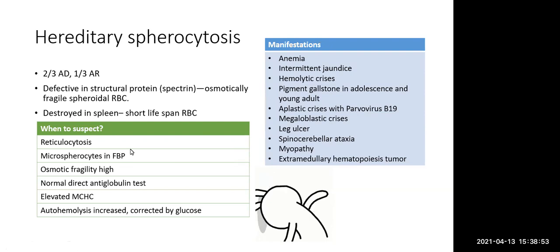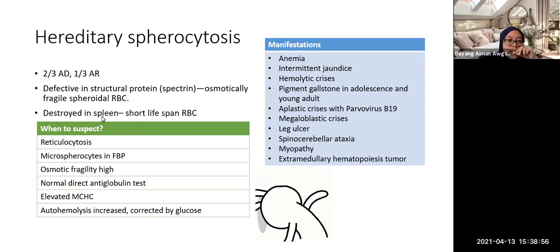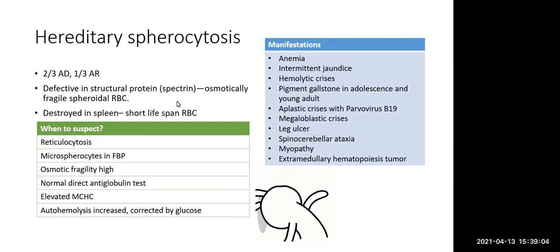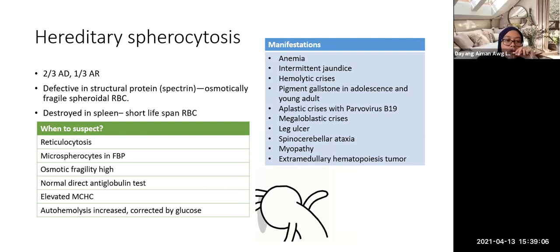So for hereditary spherocytosis, it is a defect in the structural protein, which is spectrin. When there is a defect in the structural protein, the structure of the RBC becomes unstable and osmotically fragile. Two thirds of hereditary spherocytosis is autosomal dominant, while one third is autosomal recessive. It is quite common in this region. Because of this osmotically fragile spheroidal RBC, it has a short lifespan.